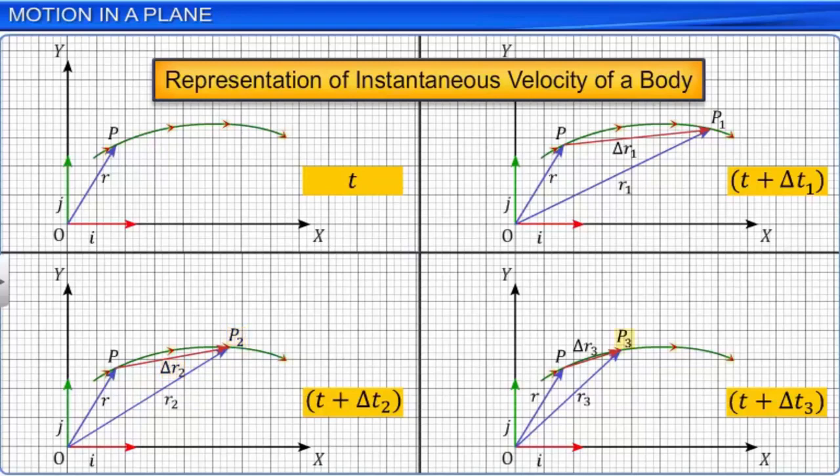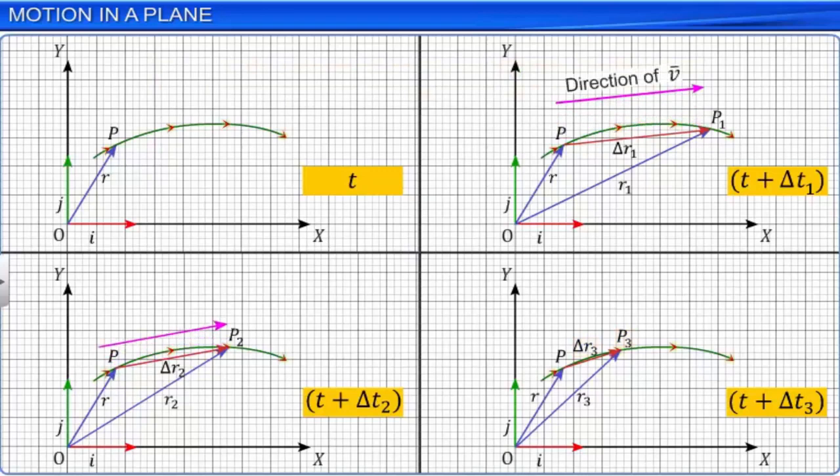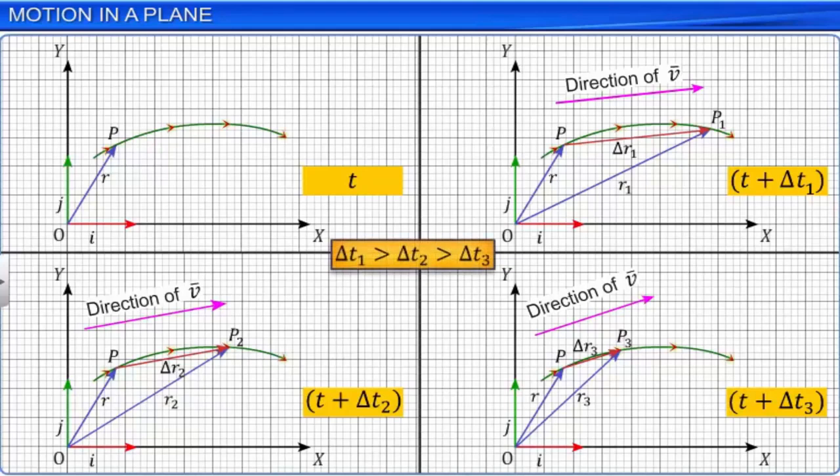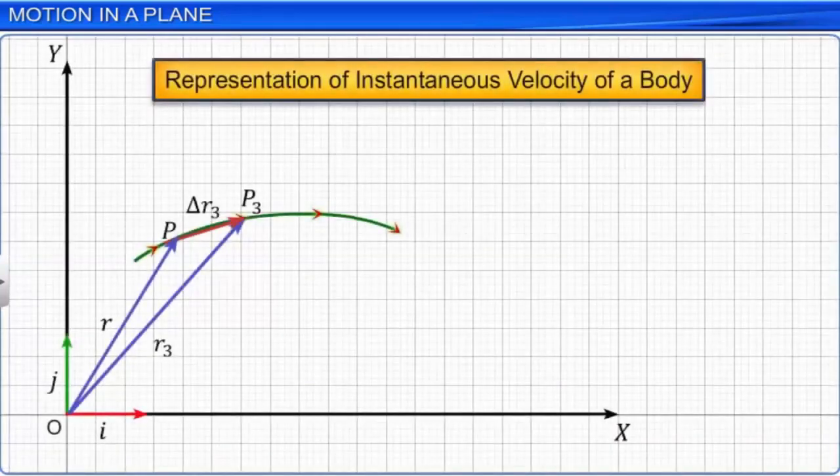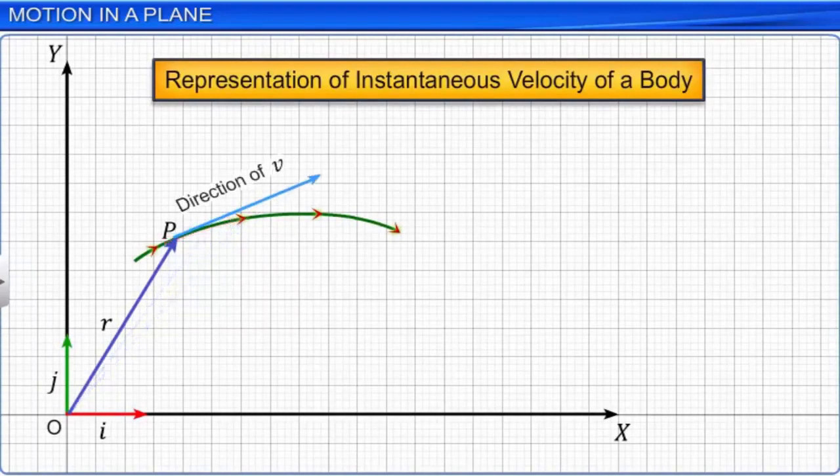The direction of average velocity vectors are shown in the graphs. Delta t1 is greater than delta t2 is greater than delta t3. As delta t tends to 0, delta r tends to 0 and becomes tangential to the path at point P. The direction of velocity at any point on the path is tangential to the path at that point and in the same direction as that of motion.